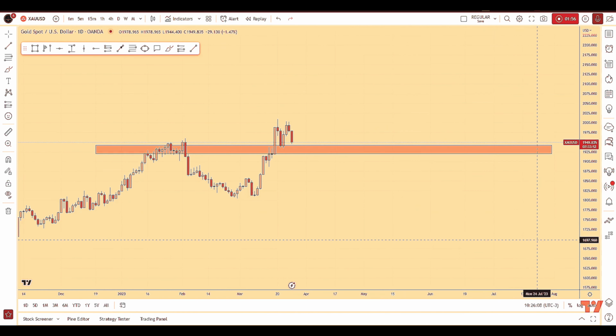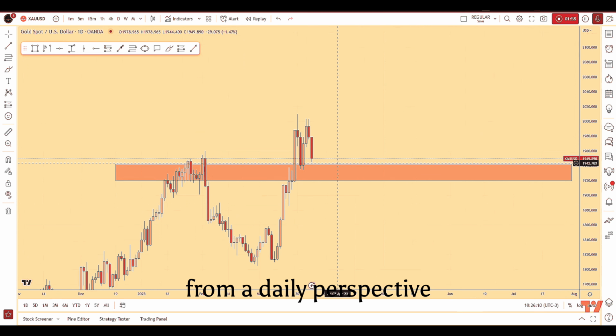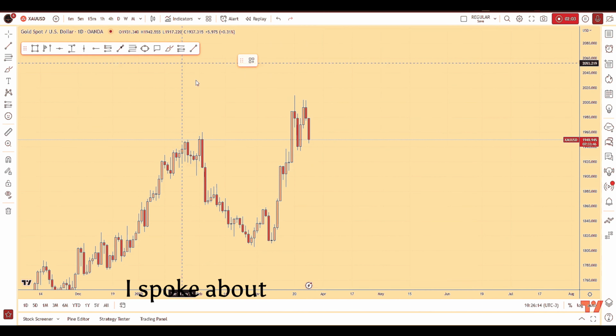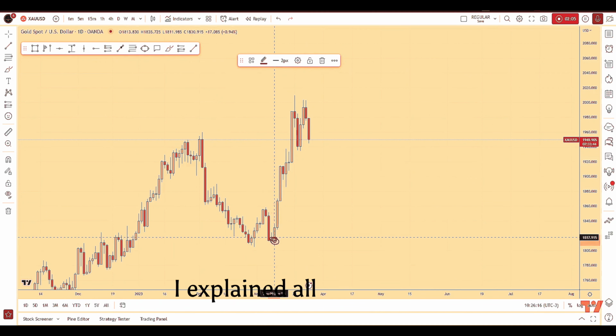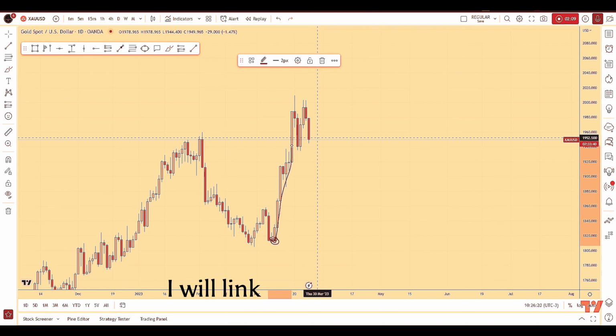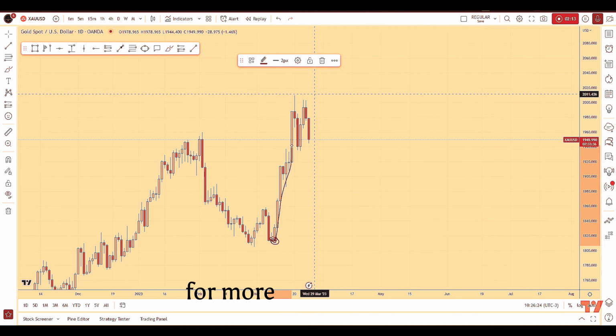Going down on the daily, what do we see? Now, from a daily perspective, first of all, I did speak about gold a few times in the past. I spoke about it when we were here. I explained all the reasons for which we could expect this rejection to the upside. And by the way, I will link in the description that previous analysis, so you can go and check it out for more free education.